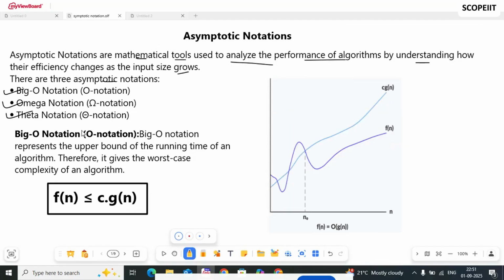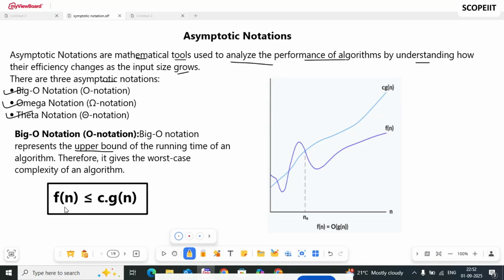Next, now we'll understand it by proper definition. Big O notation represents the upper bound of the running time of an algorithm. What do you mean by upper bound? Because worst case means it will give you the biggest, or maximum, time complexity. That's why it represents the upper bound. The important keyword here is upper bound of the running time of an algorithm. Therefore, it gives the worst case complexity of an algorithm.